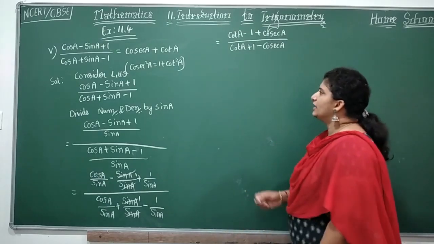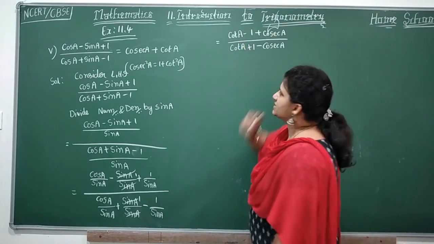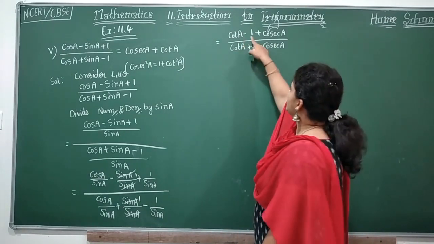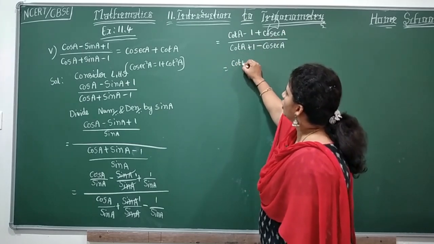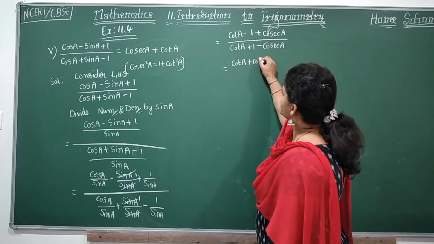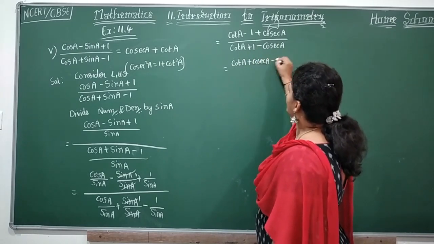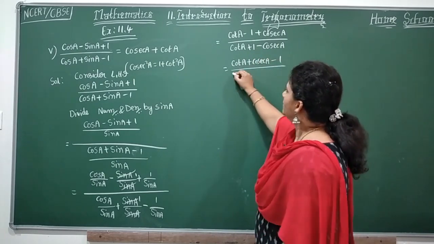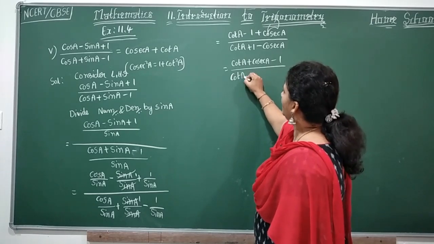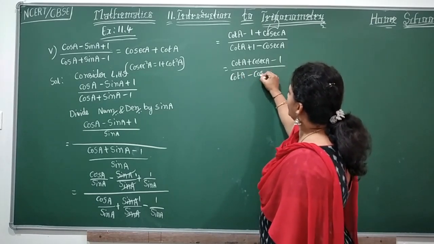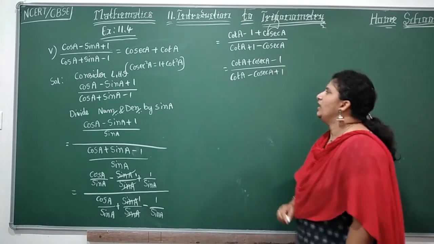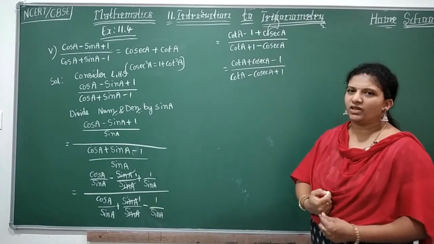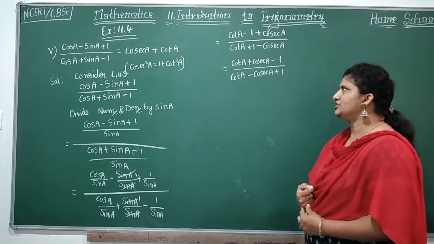So now look here carefully. So cot A, cosecant A I got. So this one, right side, no need of changing any sign. Cot A plus cosecant A minus 1 by cot A minus cosecant A plus 1. Okay, now what can we do? So have a look carefully, children.